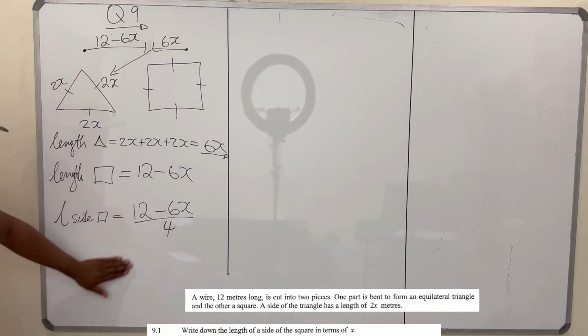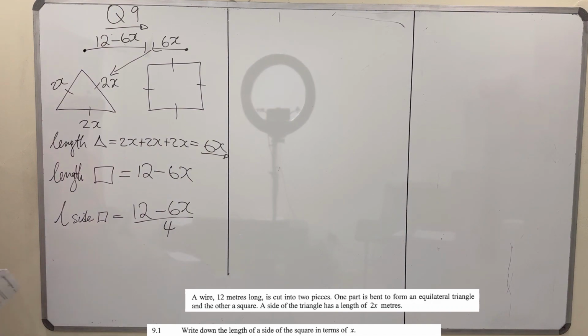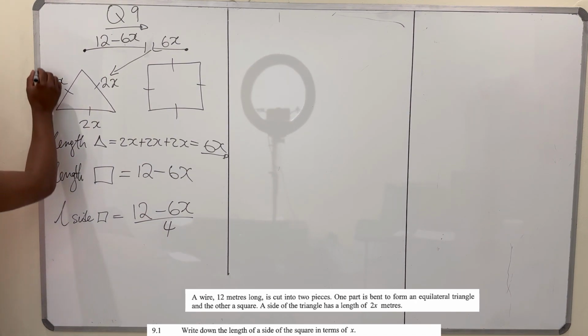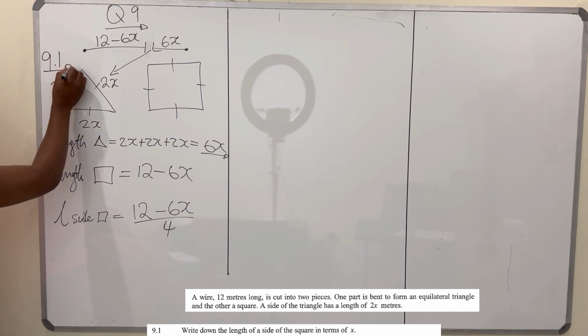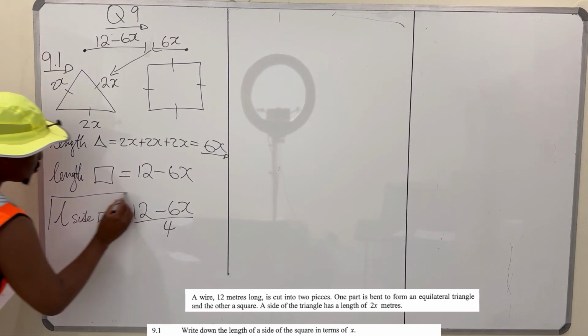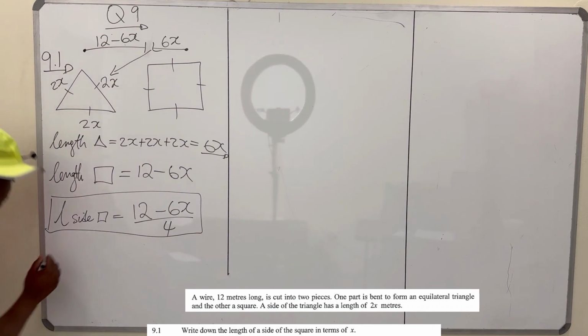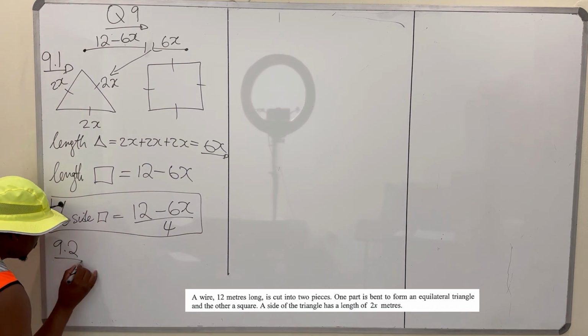It looks nicer there. So this is your, let's just say, 9.1 here. So your length, which is what they asked you, each side of the square will have this amount of length. No problem. Move to the next one, which is 9.2.